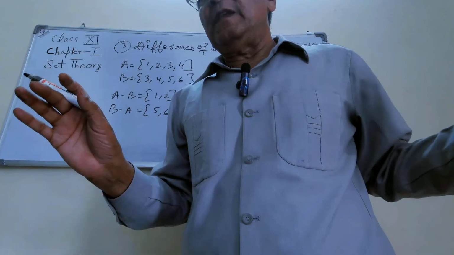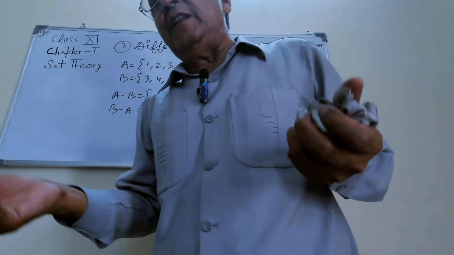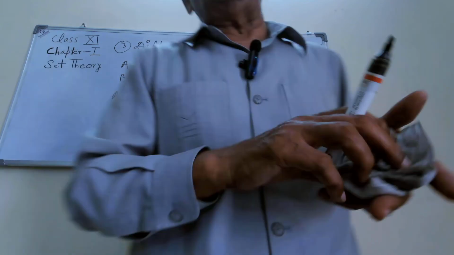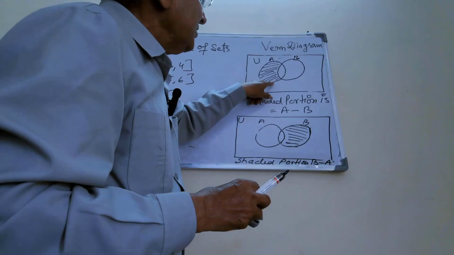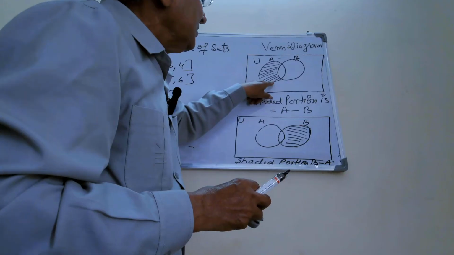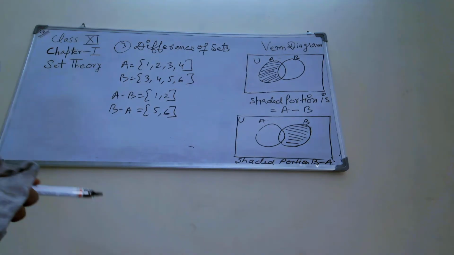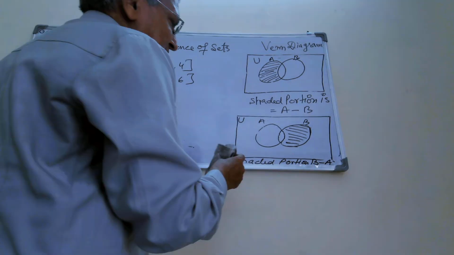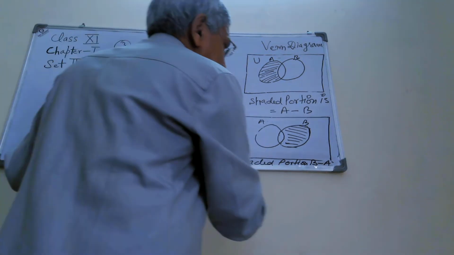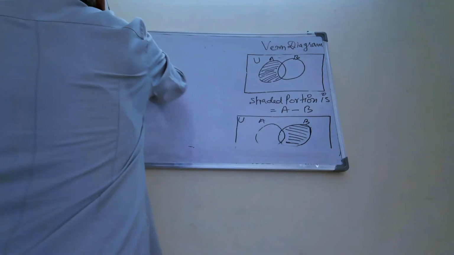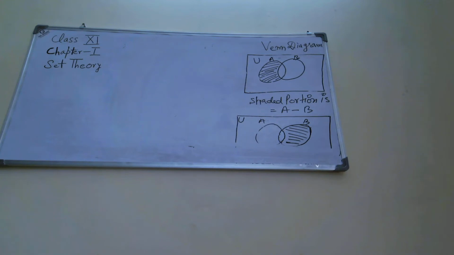Then what is left in A is A minus B, and what is left in B is B minus A. In a Venn diagram, it can be shown like this. This is A minus B and this is B minus A. So this is the difference of two sets. In this way, you can find out the difference of two sets A and B. Now take next. Next, complement of sets.